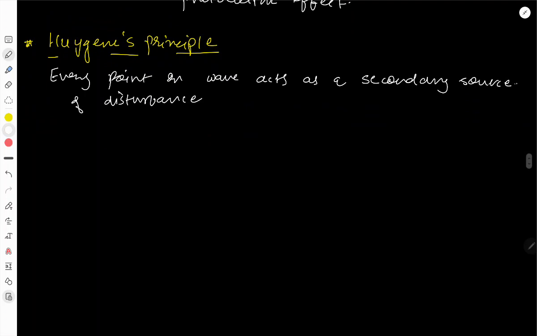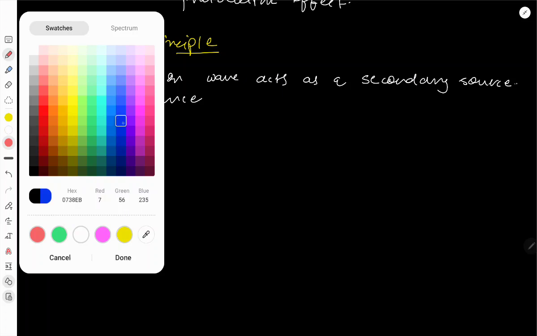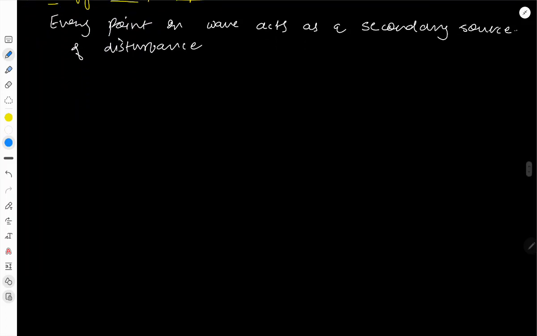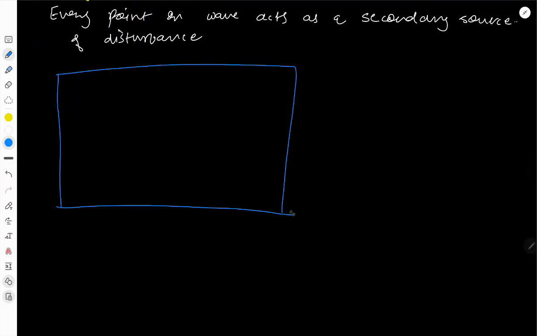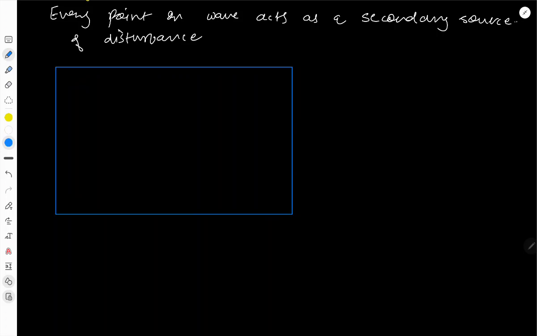Now let us understand this by getting a diagram, and to realize this we'll take a very beautiful, wonderful example. There is this lake that we are seeing through, and here our eyes are. These are our eyes on the top side.